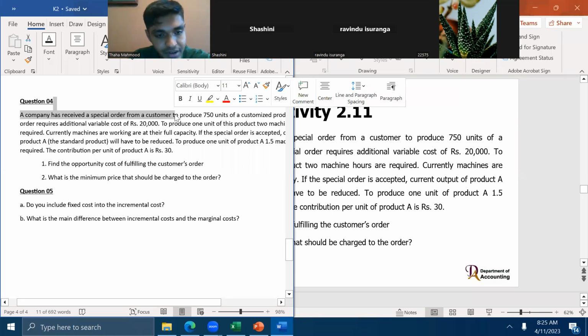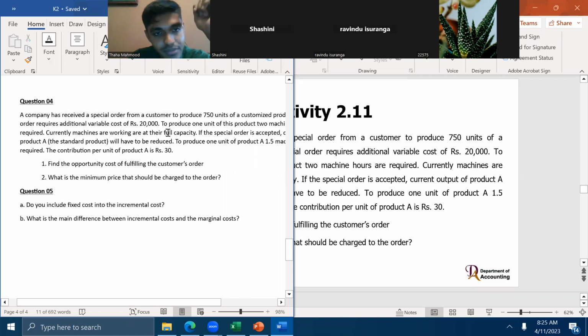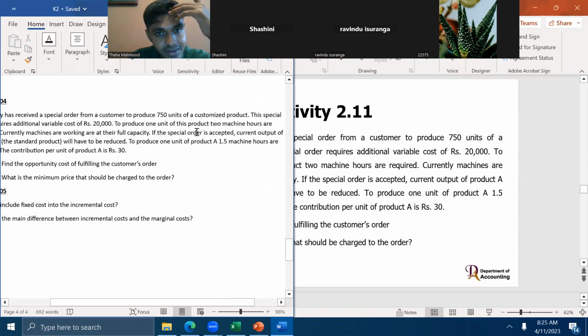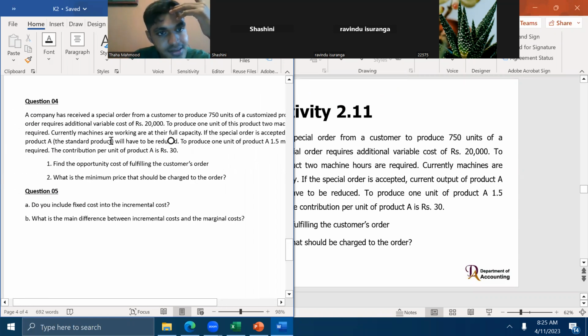No, we are working on full capacity. Now we are getting a new order, so we have to let go of something in order to accept this order. So there even the opportunity cost thought should come to your mind. If the special order is accepted, current output of product A will have to be reduced. So what we are foregoing is the output of product A.